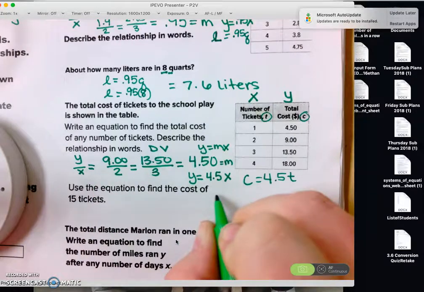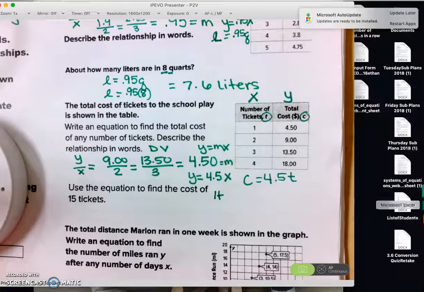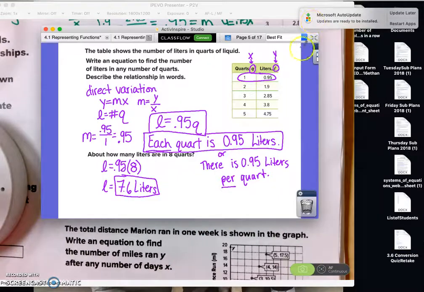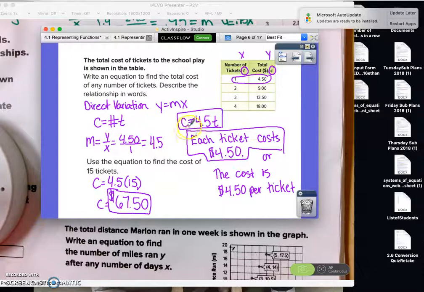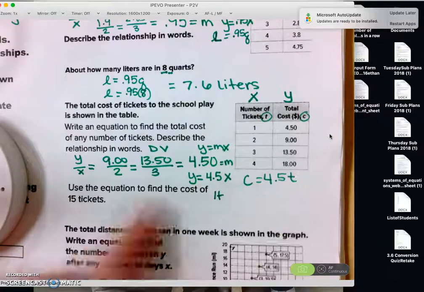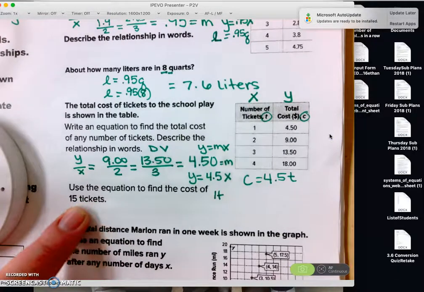I can pull this one up and you can copy it from here. Each ticket costs $4.50, or the cost is $4.50 per ticket. Okay? Again, using the equation, find the cost of 15 tickets.